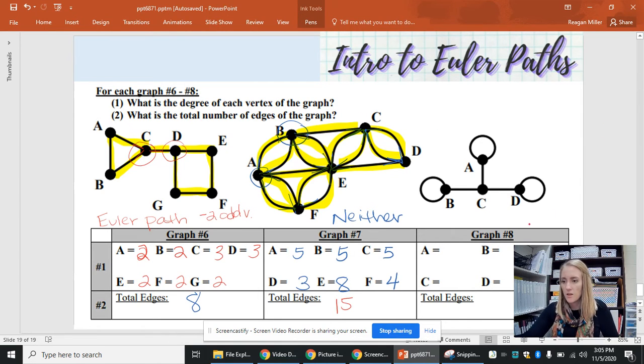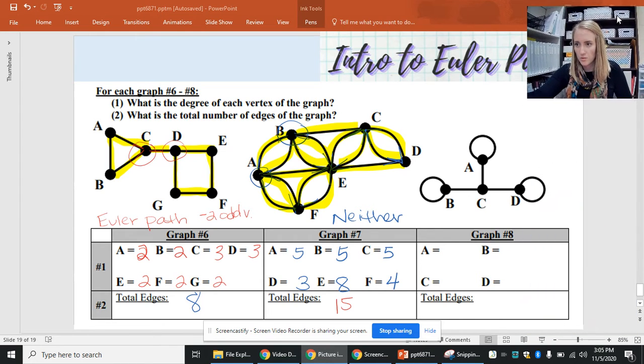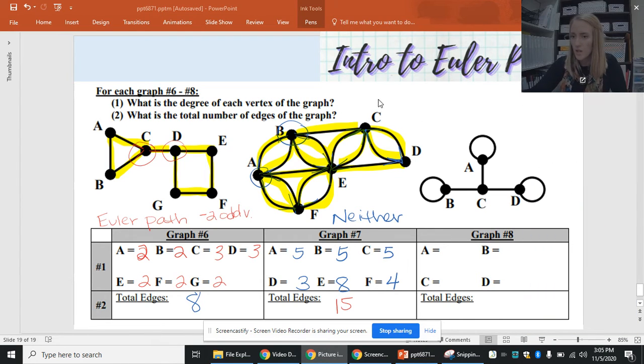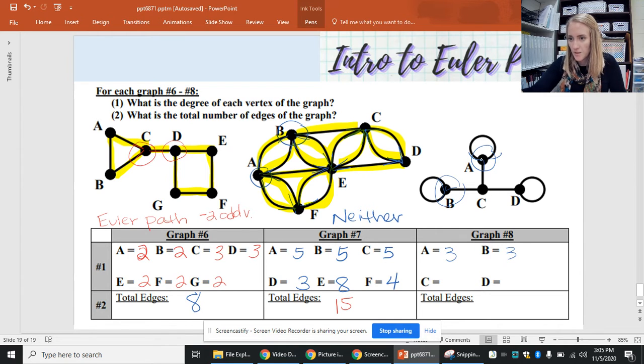Alrighty. And then for graph number 8, let me get my face out of the way. So for graph number 8, we start at A. You have 1, 2, 3. Remember that loops count as 2 when we're counting our degrees. 3. B is 1, 2, 3. This is 1, 2, 3. Again, here we have more than 2 odd vertices, so I know it can't be an Euler path or an Euler circuit. 1, 2, 3.